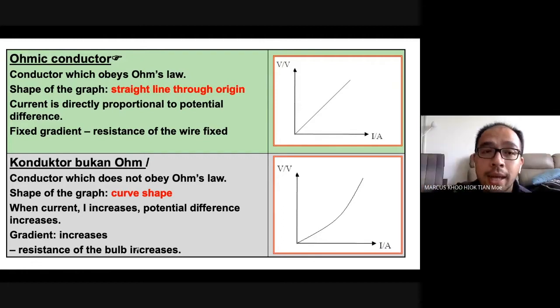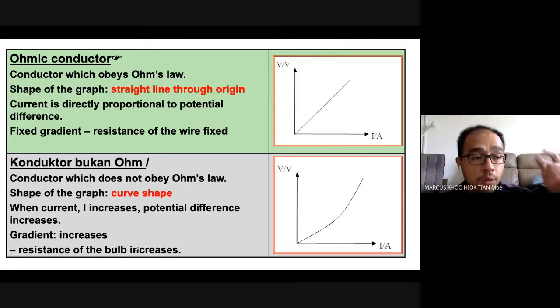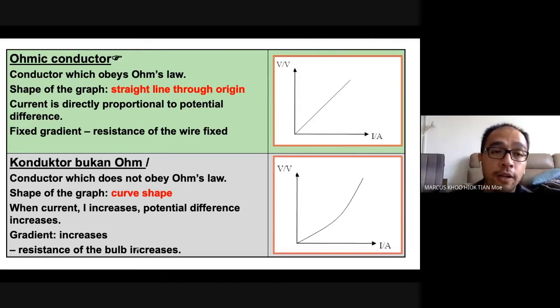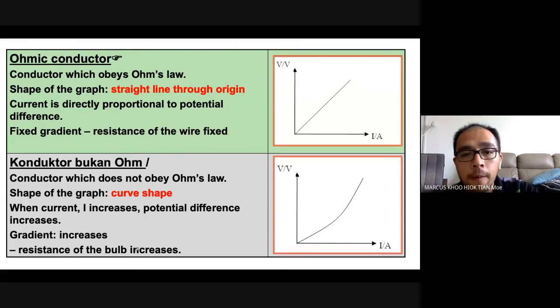What is the example of the ohmic conductor they gave in the experiment? What is the conductor they use? Anybody? Constantan wire. It's a constantan wire. Constantan wire is a classic example of an ohmic conductor. What about the non-ohmic conductor? What did they use? Bulb. Bulb, okay.